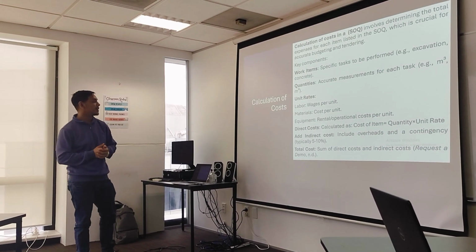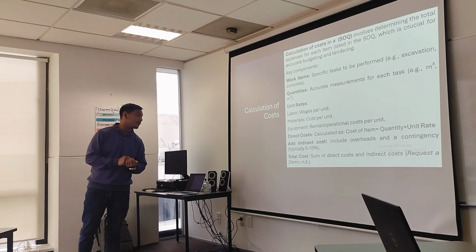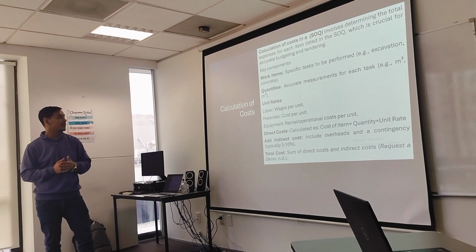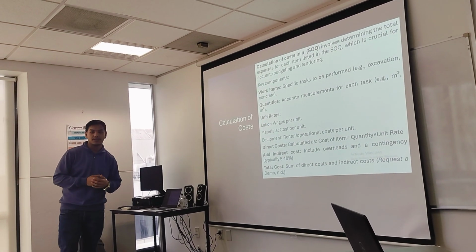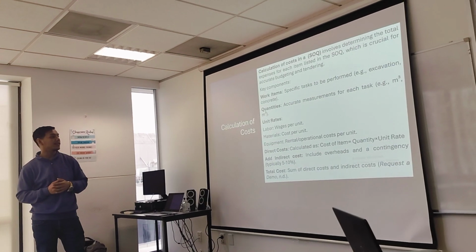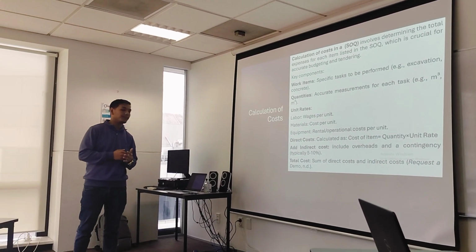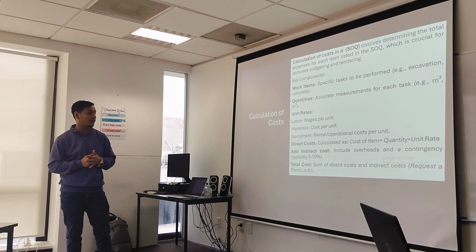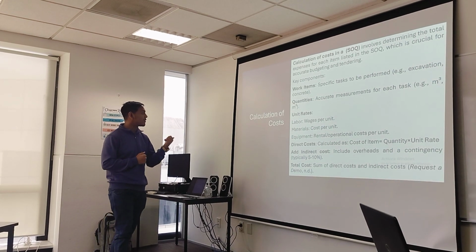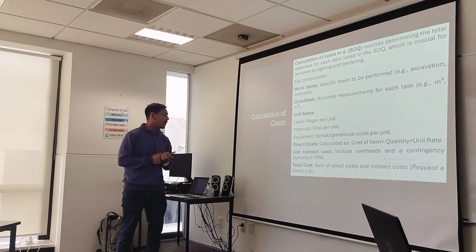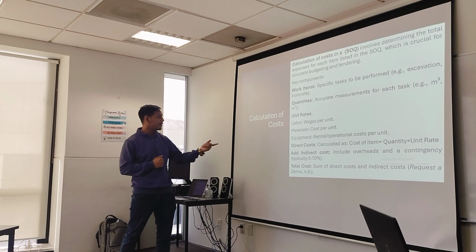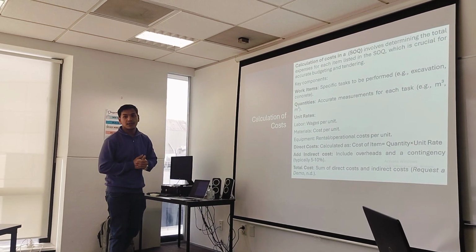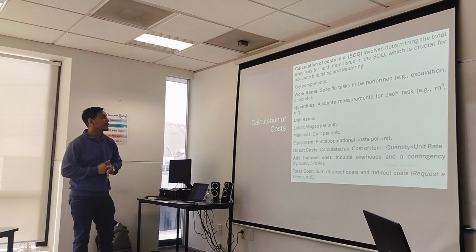So another topic is calculation of cost. It is similar to rate build-up, but there is one difference. In rate build-up, we have profit. In calculation of cost, we don't add profit. We need to add a contingency sum, which is 5 to 10%.